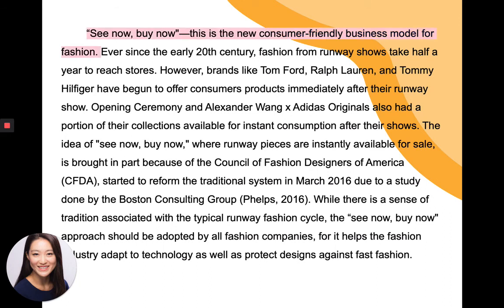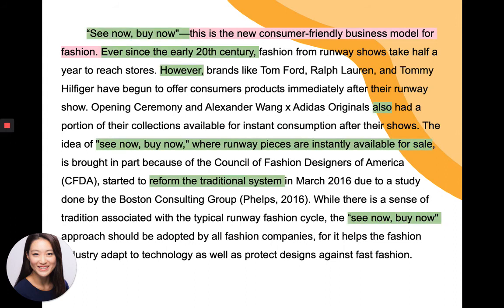Let's start with the opening statement. See now, buy now is clearly their topic, and they open their essay by introducing it. As a reader, I really appreciate the straightforwardness of this opening. It's specific, it directly comments on and introduces the topic, and there's no ambiguity on what the rest of this introduction or essay will be about. Let's take a look on how they develop their introduction.